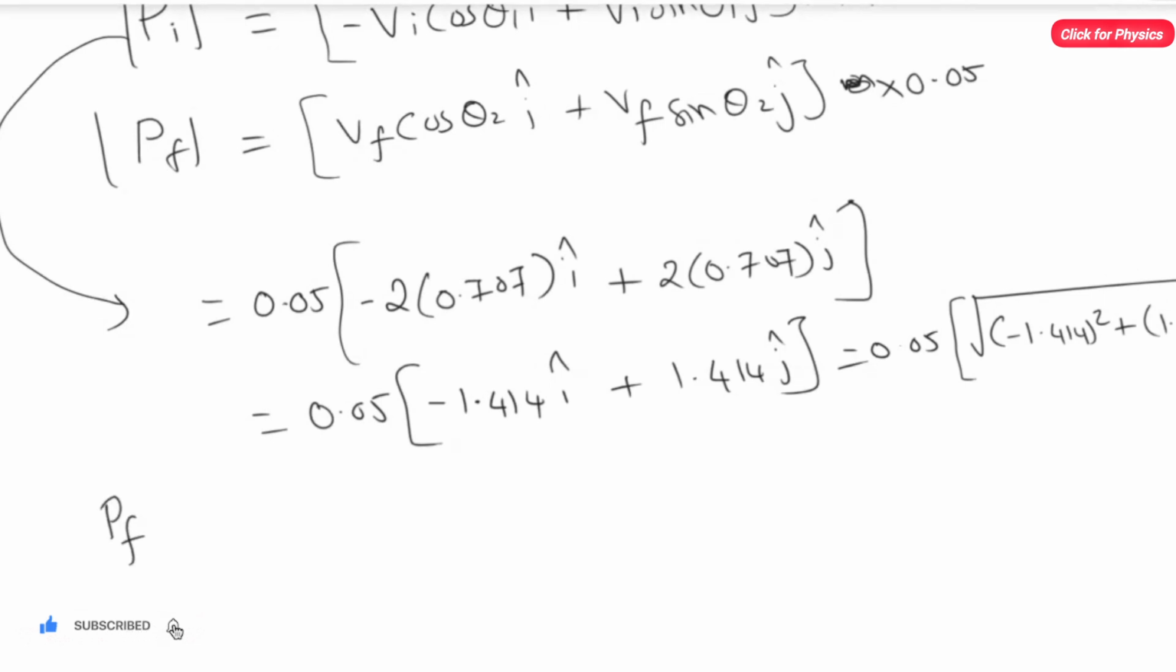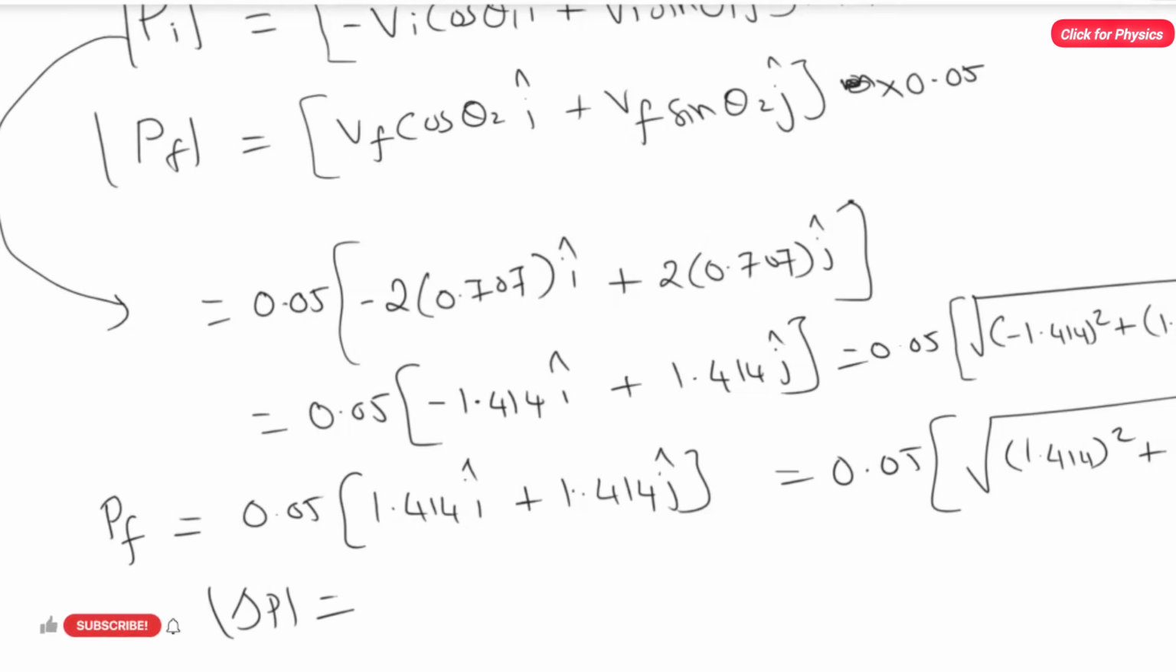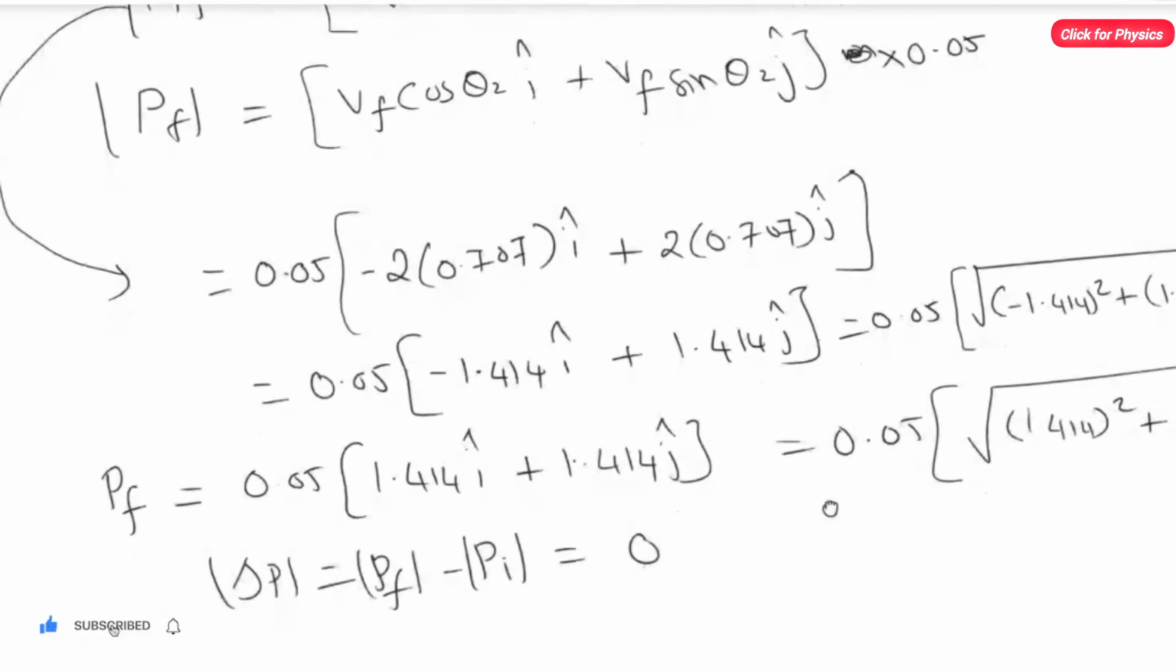Likewise, for P final you will get the same thing, because only the sign differs. For P final, you will get 0.05 times 1.414 I cap plus 1.414 j cap. So here also the same: 0.05 times the square root of 1.414 squared plus 1.414 squared. When you find the delta P magnitude, it's the same answer, because when you square this you will get the same value. So P final magnitude minus P initial magnitude, both are the same, so this number minus that number is equal to 0. Clear? This is for the magnitude.